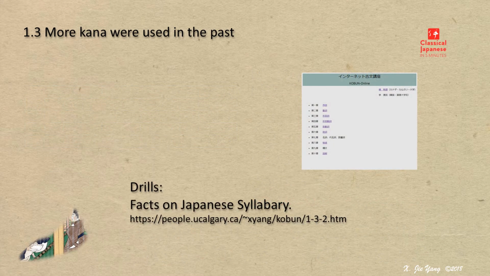We have very briefly touched on the basic rules of historical kana orthography. As it applies to many words, it could be the very first wall to block you from reading. There's no easy way to handle it. But in most cases, if you try to read a sentence aloud, you may start to feel the principle behind it. Here is a short drill in Kobun Online to help you confirm the knowledge on the Japanese syllabary. See you at the next lecture.